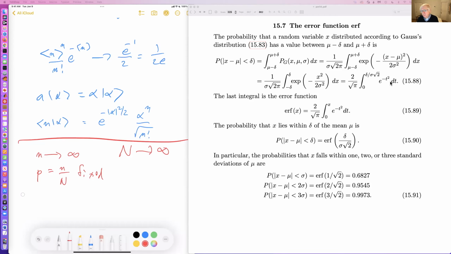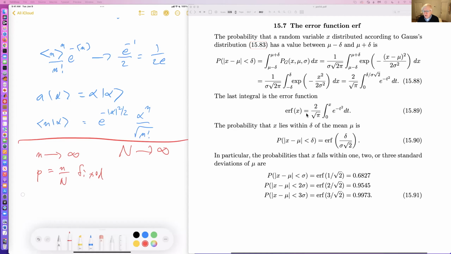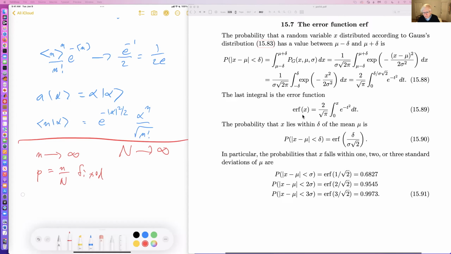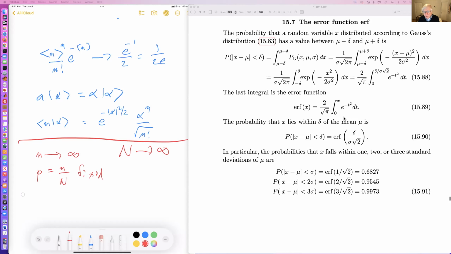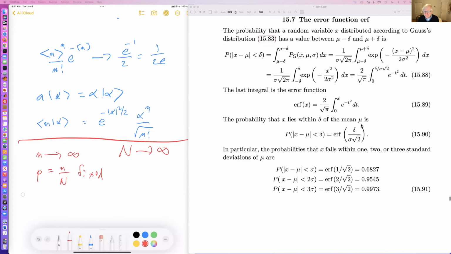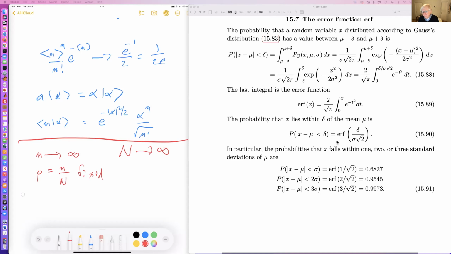Well, we don't have a simple analytic expression for this. And so instead we call it the error function, ERF. And ERF of x is just 2 over square root of pi integral 0 to x e to the minus t squared dt. So the probability that x lies within delta of mu is ERF of delta divided by sigma root 2. That's the x here.